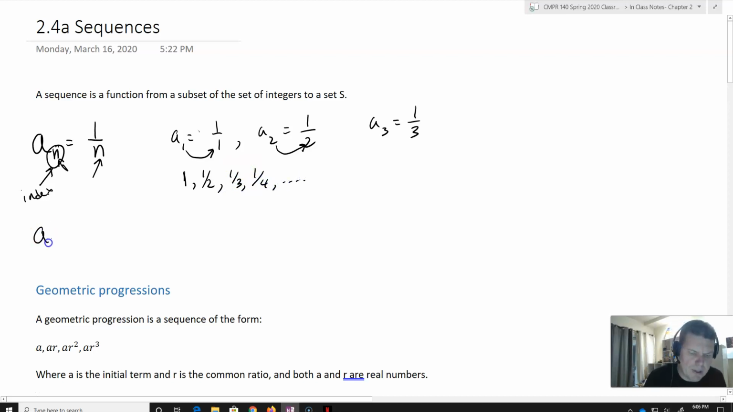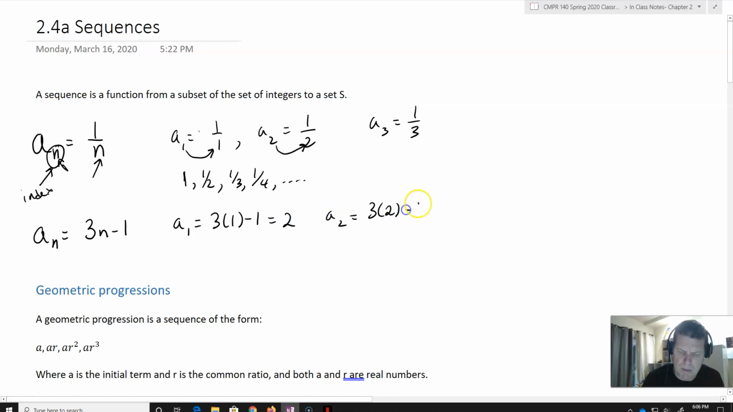Okay? We could also have something that looks like this: a_n equals 3n minus 1. Okay? So then a1 will equal 3 times 1 minus 1, which equals 2. a2 will equal 3 times 2 minus 1, which will equal 5. a3 will equal 3 times 3 minus 1, which equals 8.